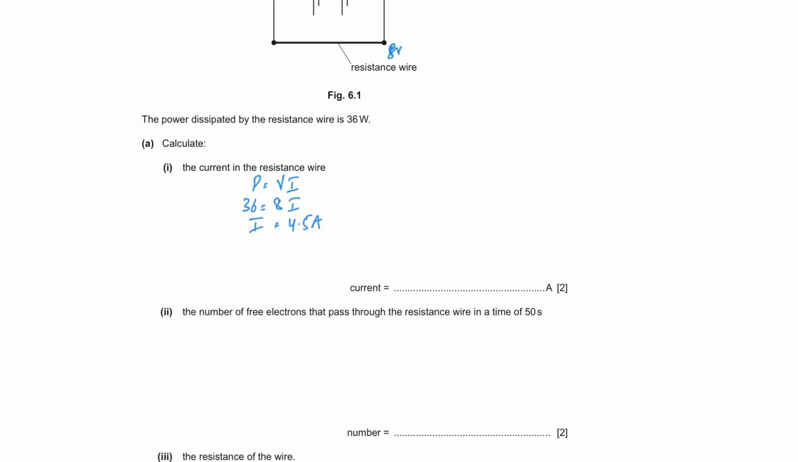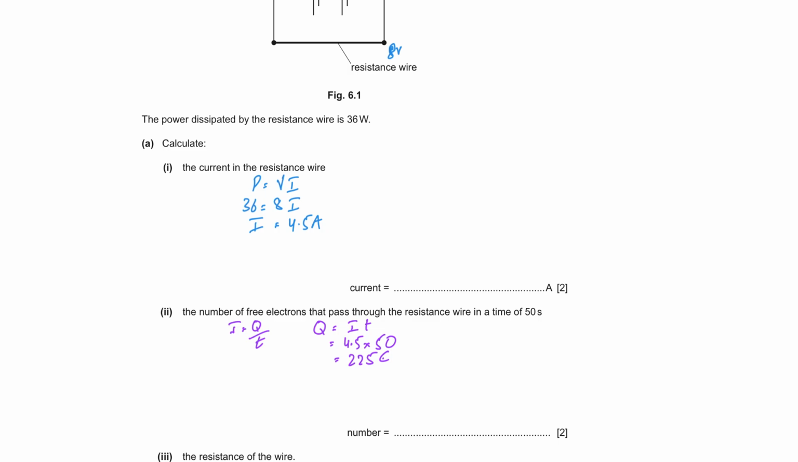Part 2 says, the number of free electrons that pass through the resistance wire in a time of 50 seconds. How many free electrons pass through the wire in 50 seconds? Now, the value of current that we calculated, what is current? Current is total charge flowing per unit time. So I can find out the total charge that flows in a time of 50 seconds. So current is 4.5, the time is 50. This is equal to 225 coulombs. This is the total charge.